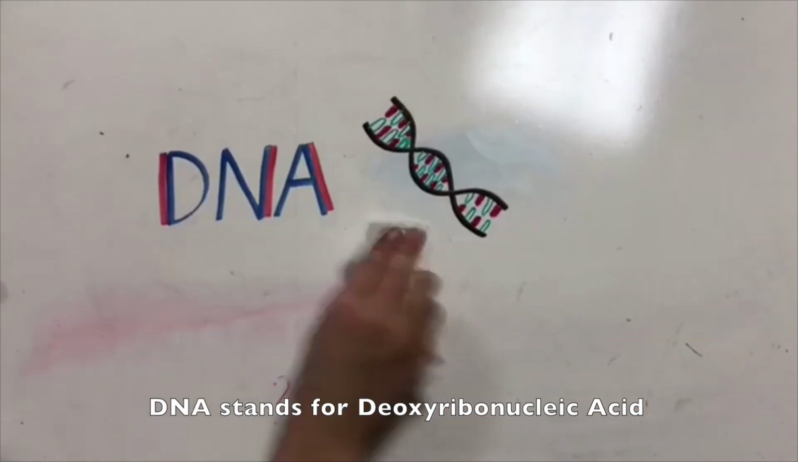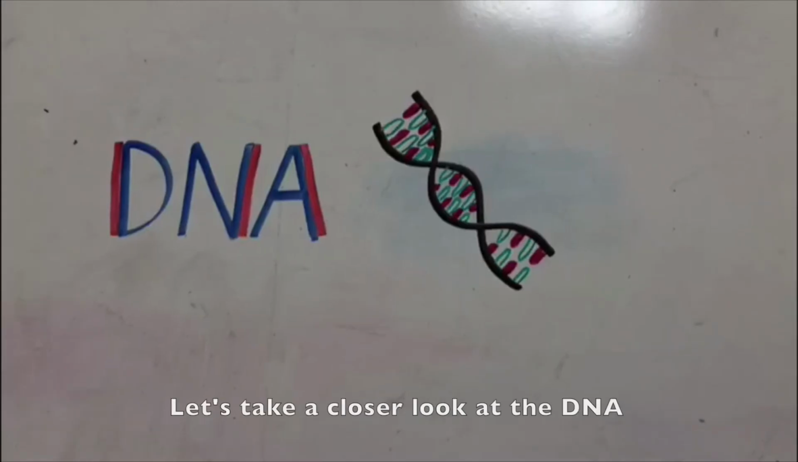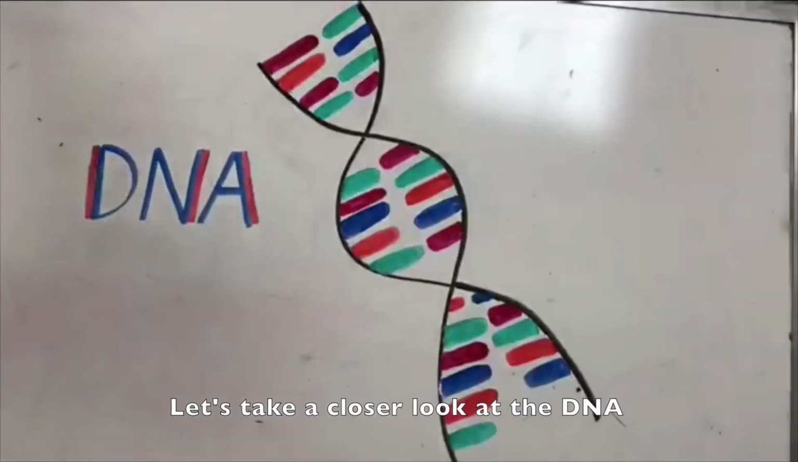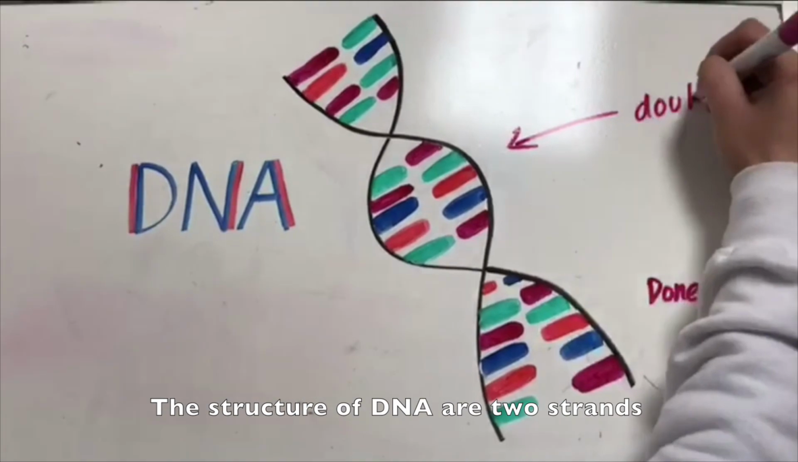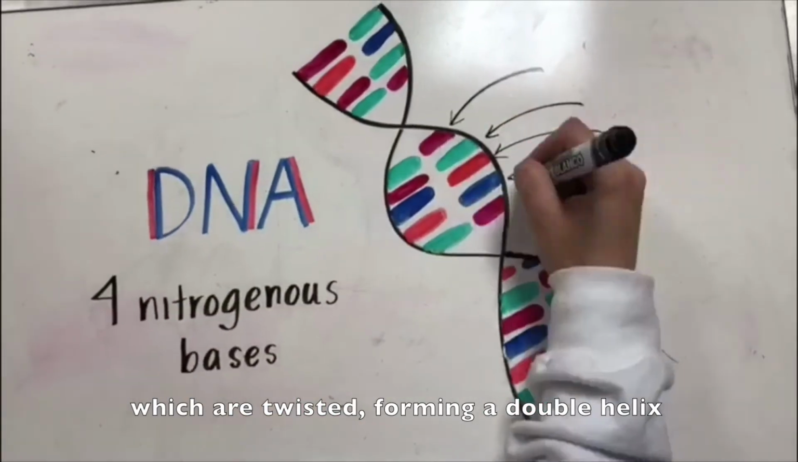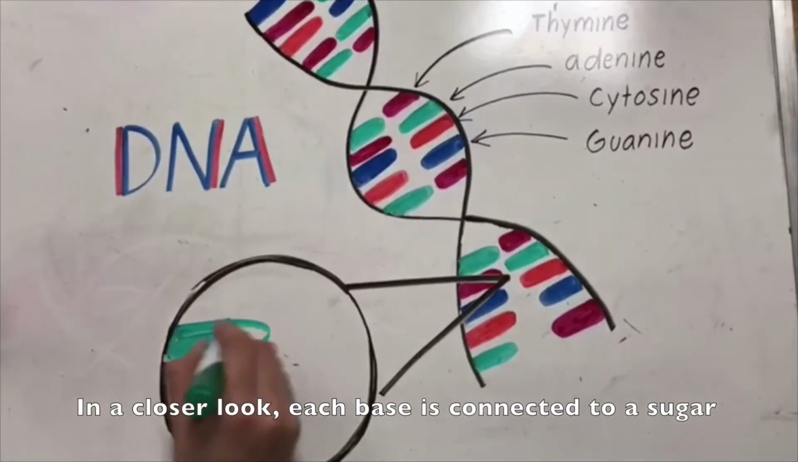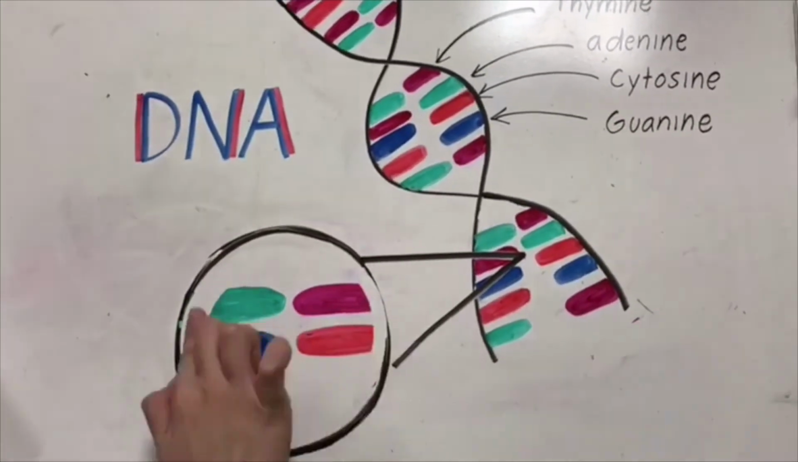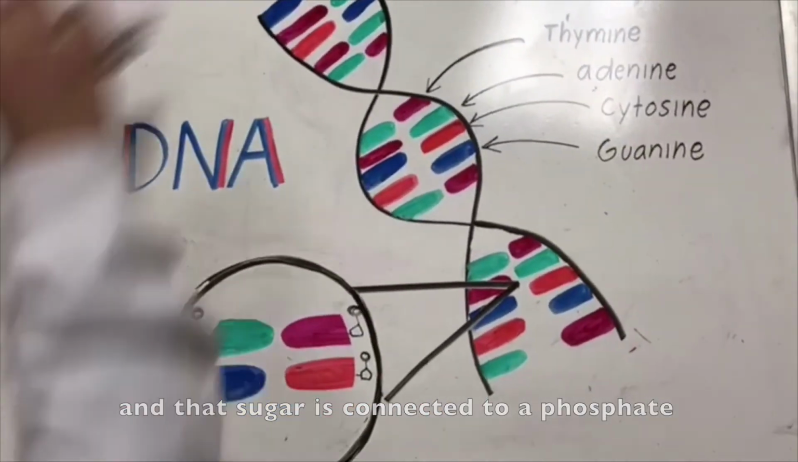DNA stands for deoxyribonucleic acid. Let's take a closer look at the DNA. The structure of DNA is two strands, which are twisted, forming a double helix. In a closer look, each base is connected to a sugar, deoxyribose, and that sugar is connected to a phosphate.